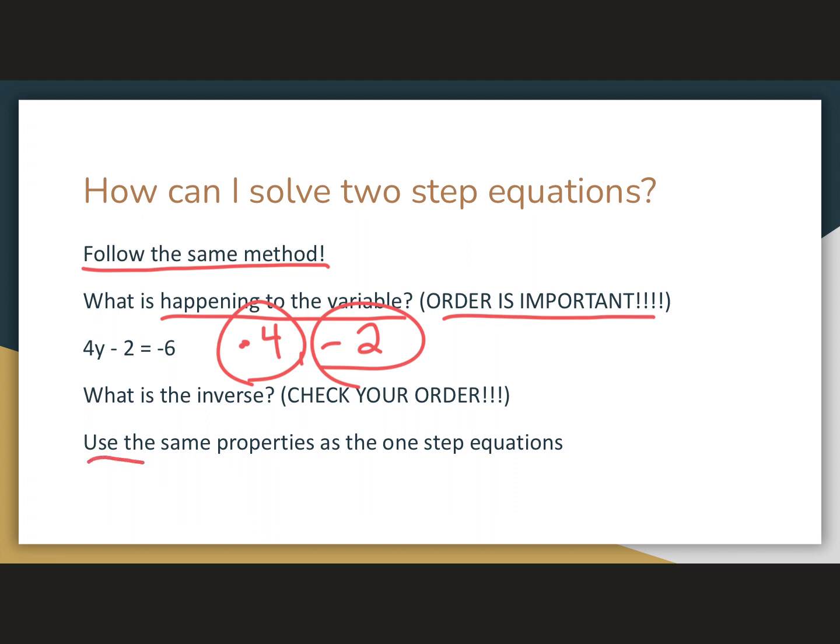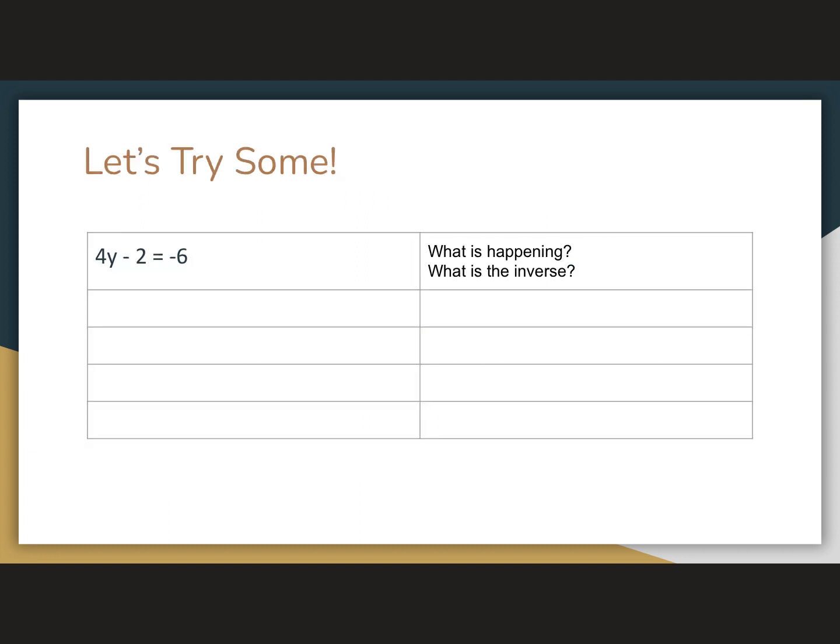We're using the same properties as we use on the one-step equations: the addition, subtraction, multiplication, and division properties of equality. So, let's look here. Again, same problem we just looked at. 4y minus 2 equals negative 6. First thing that's happening is that we are multiplying by 4. Then we are subtracting 2. The inverse of subtracting 2 is adding 2. The inverse of multiplying by 4 is dividing by 4. So we're going to do this in that order.